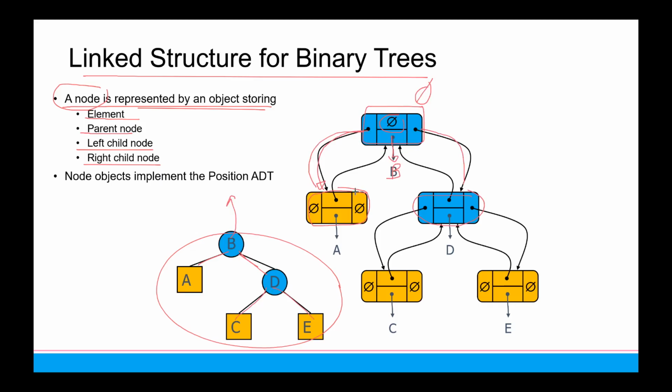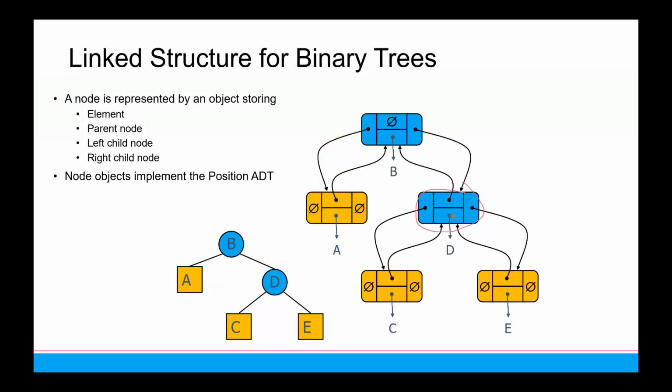And then the node here, we can see A is connected to the parent, which is B. And then no left child and no right child, so empty for the left and right. And the element is A. Now what about D?